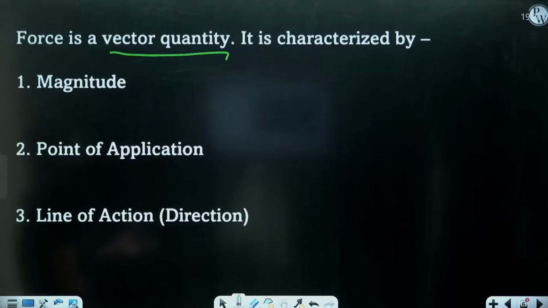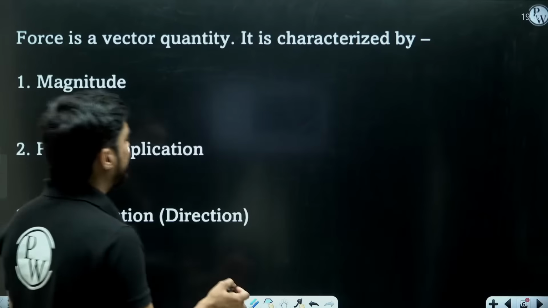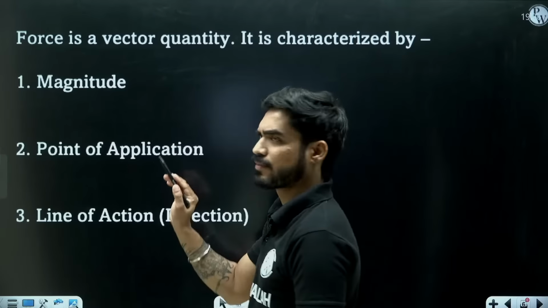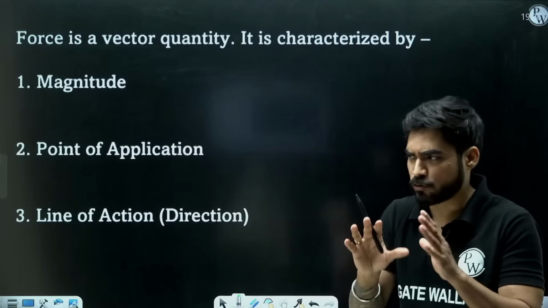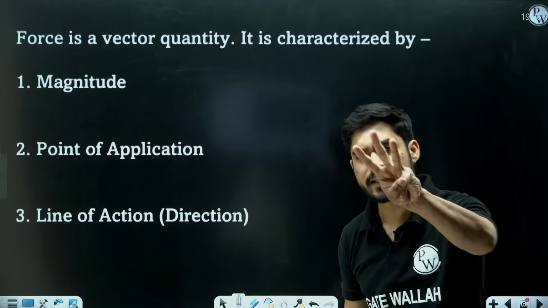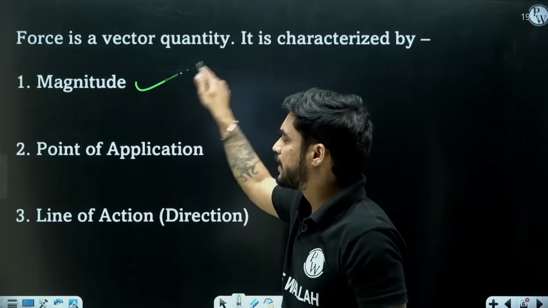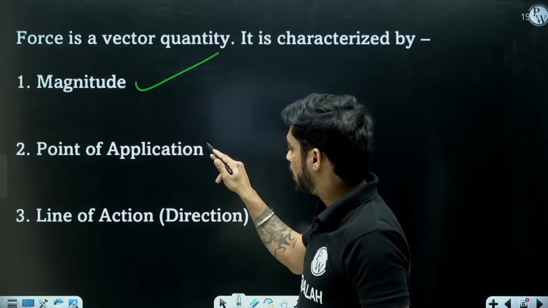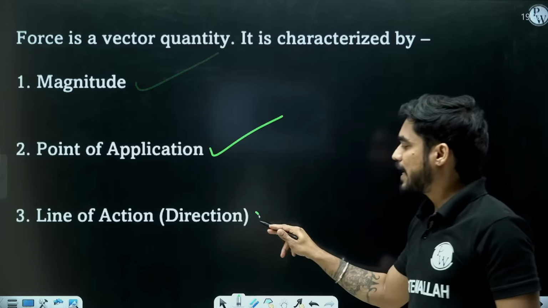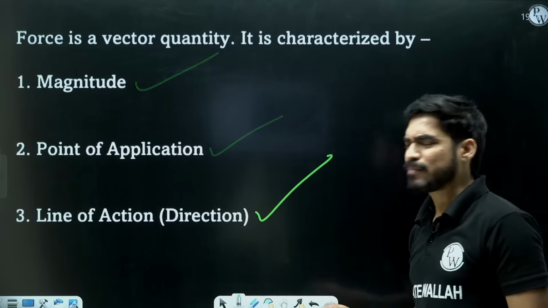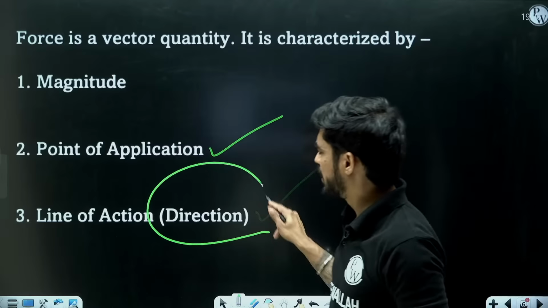So force is a vector quantity which is characterized by three things. If you want to define a force, if you want to show a force, you need these three things: magnitude, point of application, and line of action. What do we mean by line of action? It is showing the direction.